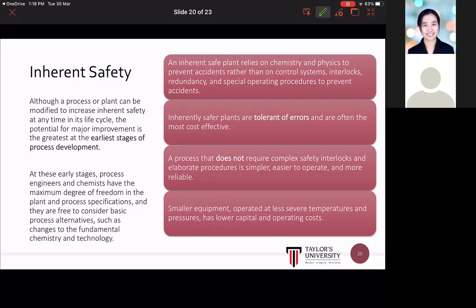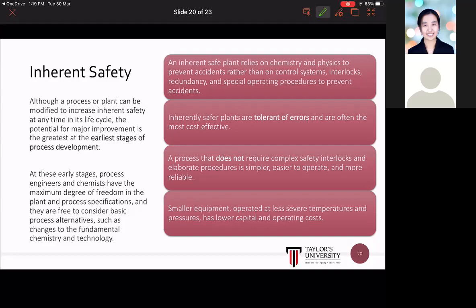Another way to do it is you minimize it. When you cannot eliminate it, you minimize it. Like what I keep mentioning, if you store 10,000 metric tons, maybe we don't want to store that much. Maybe we want to break them down into smaller storage tanks, and for each one we build a different explosion wall, the anti-explosion wall around it. Those are the things that we call inherent safety.